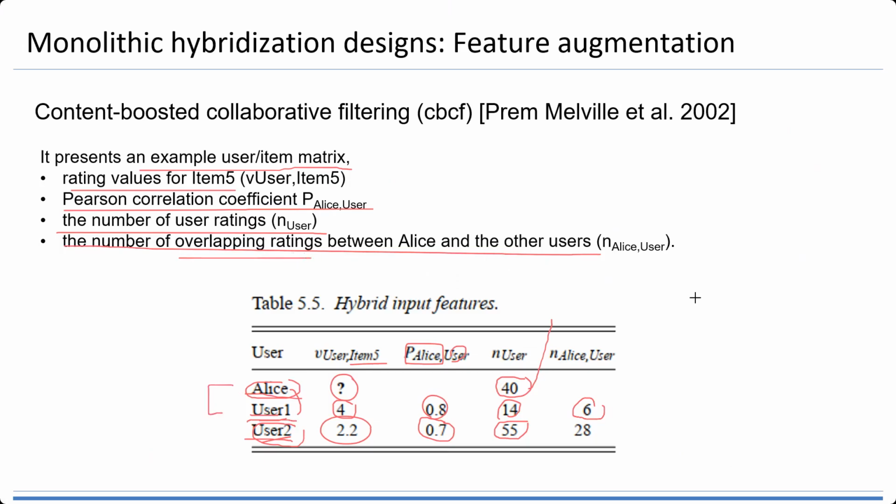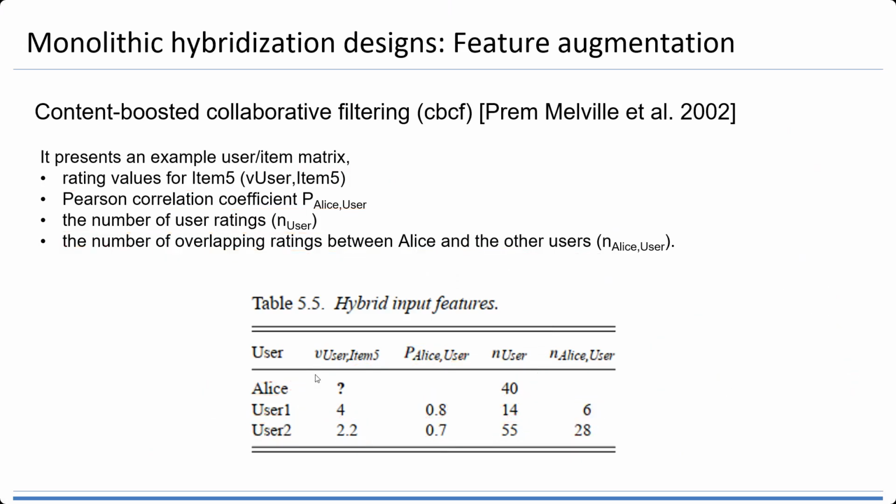Overlapping ratings. So for example, if we have item 1, item 2, item 3, and Alice and user 1 both have a rating for each of them, then it means there are 3 items that are overlapping. In this case, there are 6. And between Alice and user 2, there are 28. So it means they have more similarity, even though we do not know the difference between the ratings of user 2 and Alice.